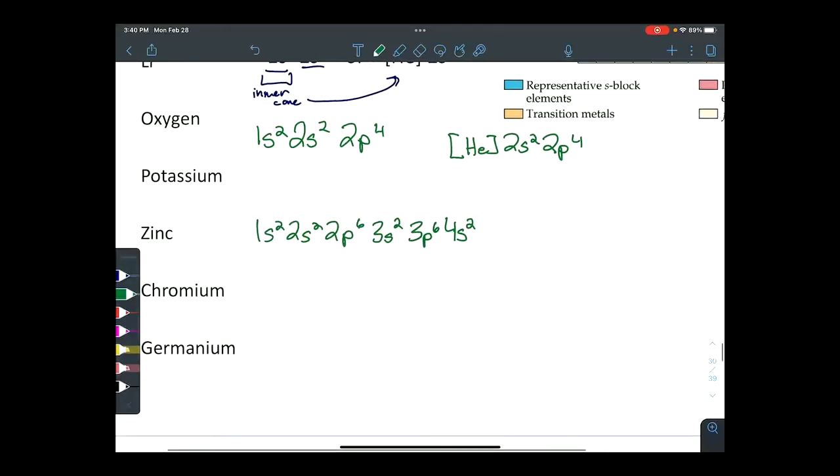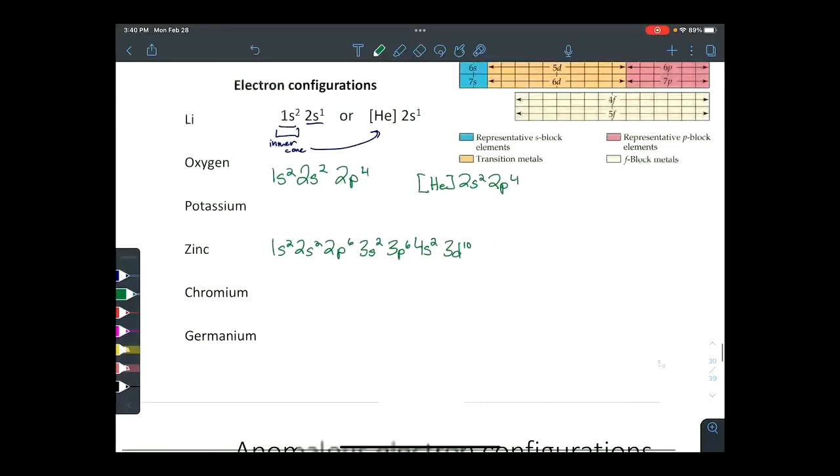So we have 3d, and then how many electrons do we put in there? How many? 10. Very good. So there we go. There's a bunch of them.